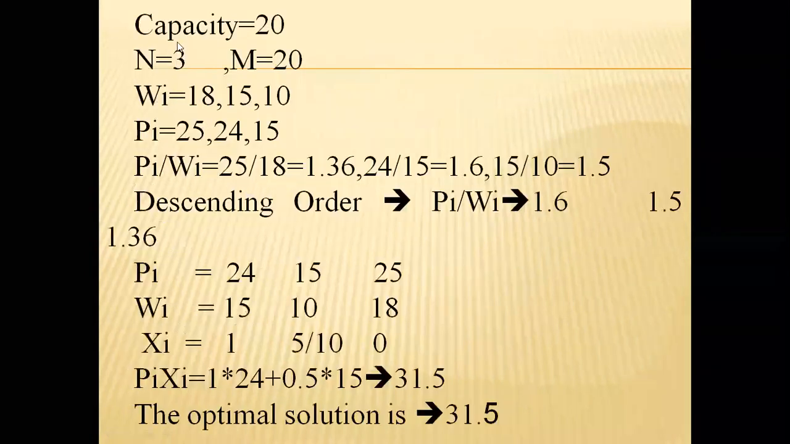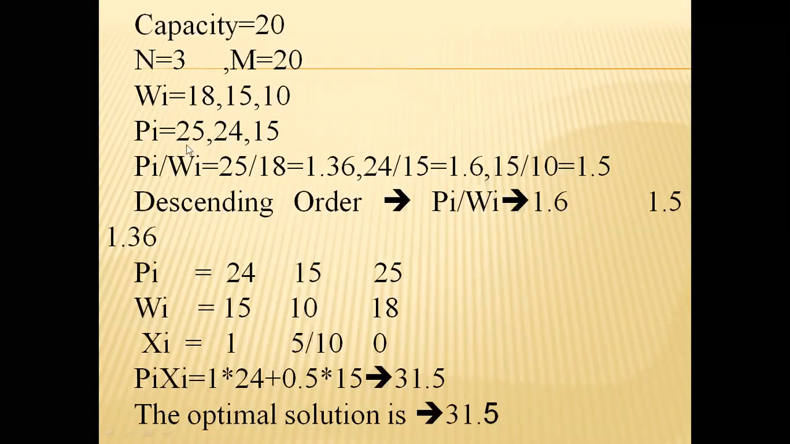Here, for the same example, the capacity M equals 20, the total number of objects is 3, the weights of the objects are 18, 15, 10, and the profits of the objects are 25, 24, 15. Suppose the first object is placed in the knapsack, the profit is 25. The second object is placed, the profit is 24, and the third object, the profit is 15.